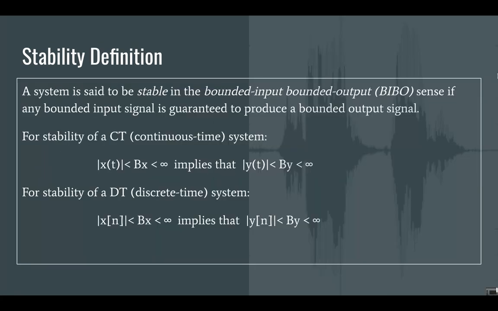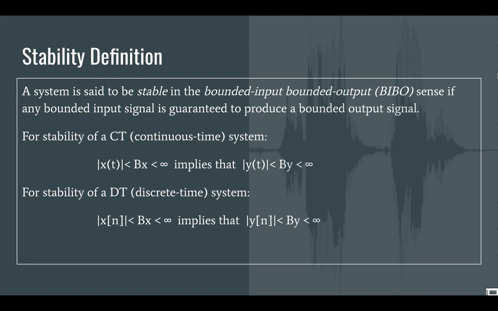If the input to a stable system is bounded, i.e. if its magnitude does not grow without bound, then the output must also be bounded and therefore cannot diverge. In other words, a system is said to be stable in the bounded input, bounded output sense if any bounded input signal is guaranteed to produce a bounded output signal.